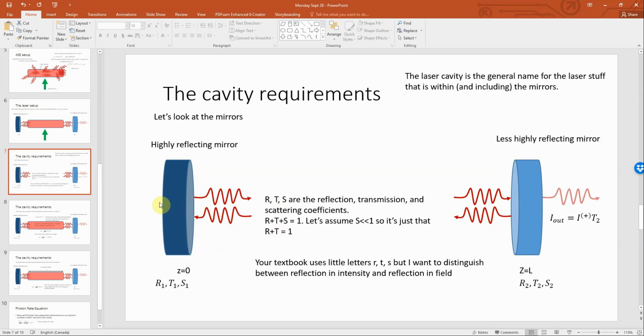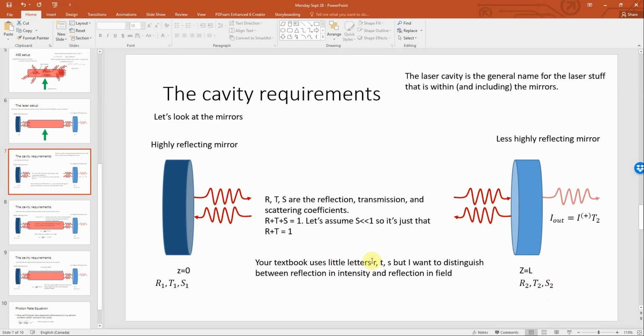So if the reflection is, say, 99.99%, then 0.01% of light would leak out through this mirror. Now on the right we have a slightly less highly reflecting mirror, which we'll call our output coupler, a mirror that allows some light to outcouple from this laser cavity. This transmission will be T2, and the intensity out of this laser on the right-hand side will be the intensity of the light propagating to the right times T2. The reflection coefficient will be R2, the transmission coefficient T2, and the scattering coefficient S2, but again, the scattering coefficient will be close to 0.